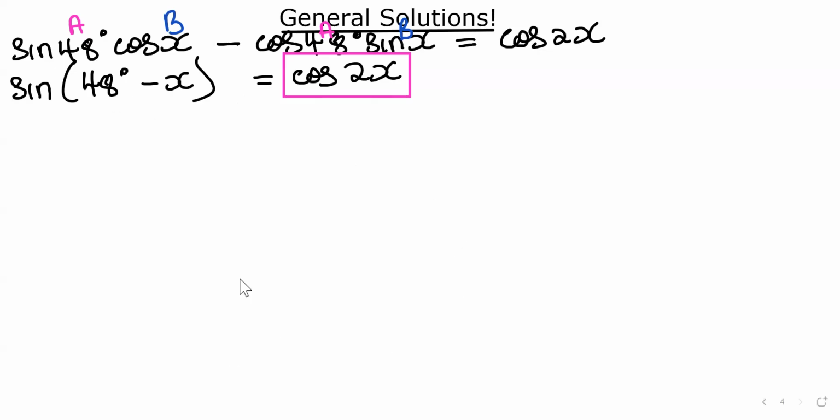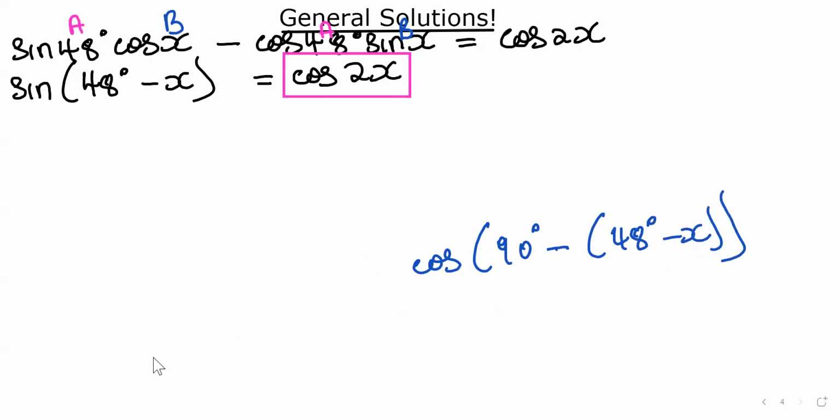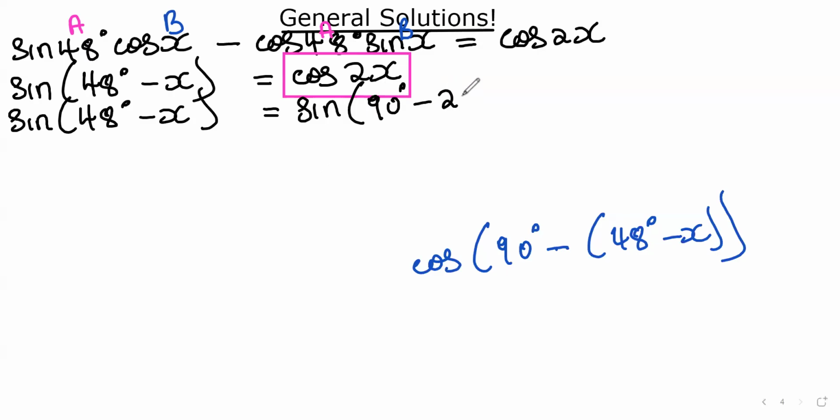If you decided to change sine to cosine, on your left-hand side you're going to have cosine of 90 degrees minus 48 degrees minus x. This looks a little bit complicated, but it's still correct, and it's not really complicated at all. But for the sake of simplicity, I'm just going to change cosine to sine. And I know that before it became cosine 2x, it was once sine of 90 degrees minus 2x.